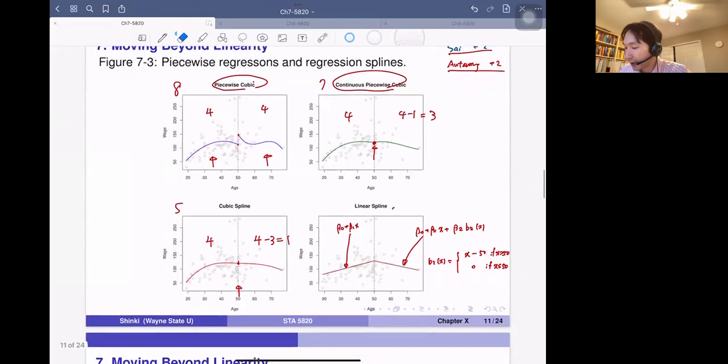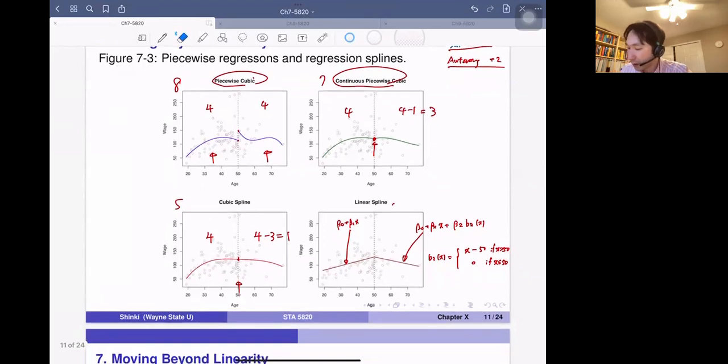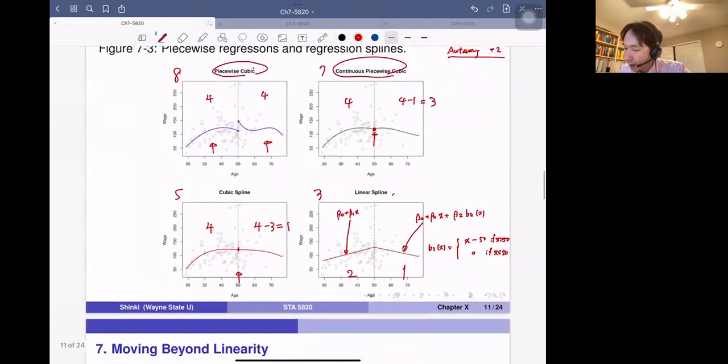Yeah, of course, for the linear spline we have much fewer parameters, because originally we only have 2 parameters here, and we only have 1 additional parameter, so 3. So this is the degrees of freedom, df.